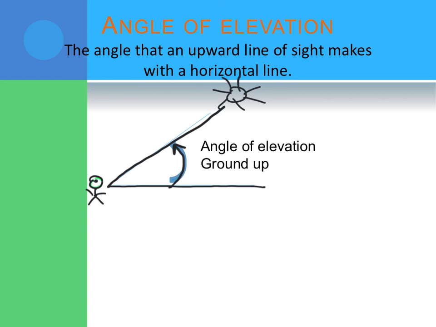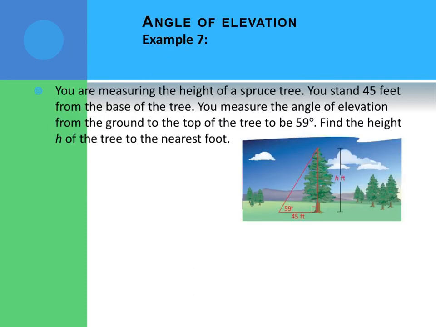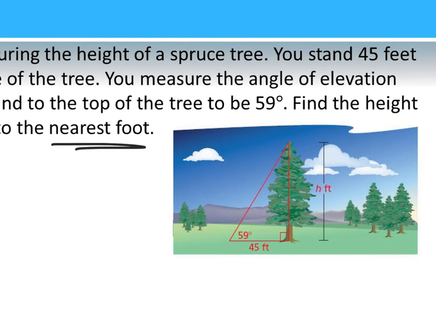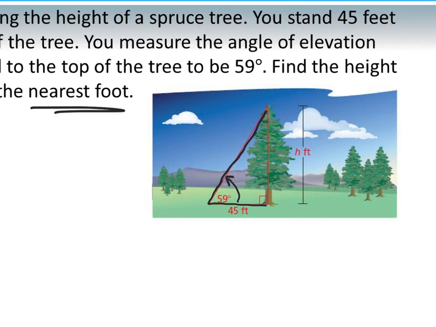So let's try a word problem using this information about an angle of elevation. So here it says you are measuring the height of a spruce tree. You stand 45 feet from the base of the tree. You measure the angle of elevation from the ground to the top of the tree to be 59 degrees. Find the height, h, of the tree to the nearest foot. So they're rounding to the nearest foot, so the nearest whole number. So again, we've created a right triangle. Here is the horizontal line, and then you're looking up at the top of the tree. This created the angle of elevation of 59 degrees. I'm going to label the sides of my triangle that I just created in relation to the 59. So the h is going to be the side that is opposite, and the side that is adjacent is the 45. To find the height, I'm going to use the tangent ratio.